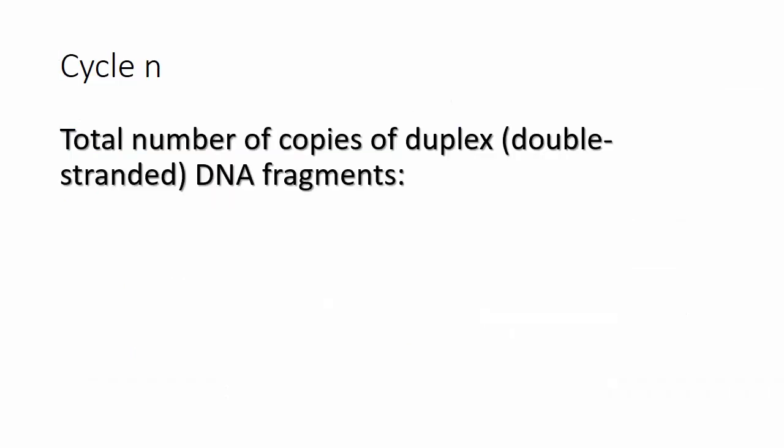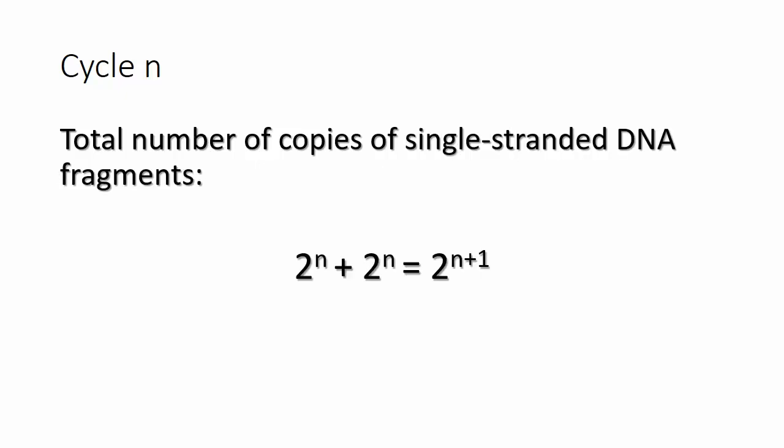Now, since in general DNA is doubled with every cycle, the total number of copies of double-stranded DNA after a certain number of PCR cycles, let's call it n, is 2 to the power n. Since DNA is a double helix, the total number of copies of single-stranded DNA fragments is 2 times 2^n, or 2 to the power n plus 1.